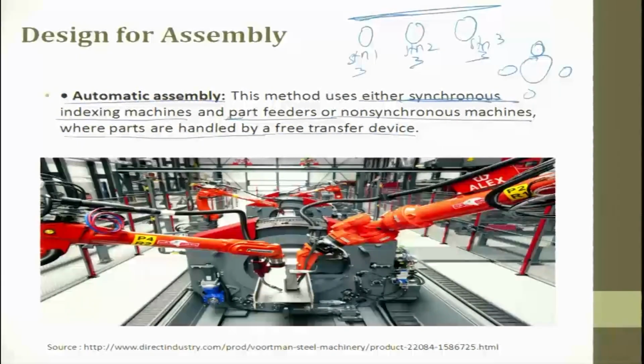So, here what we do is we try to have part feeders which are automatically controlled. So, a robot does it. So, this is what is shown in this figure.